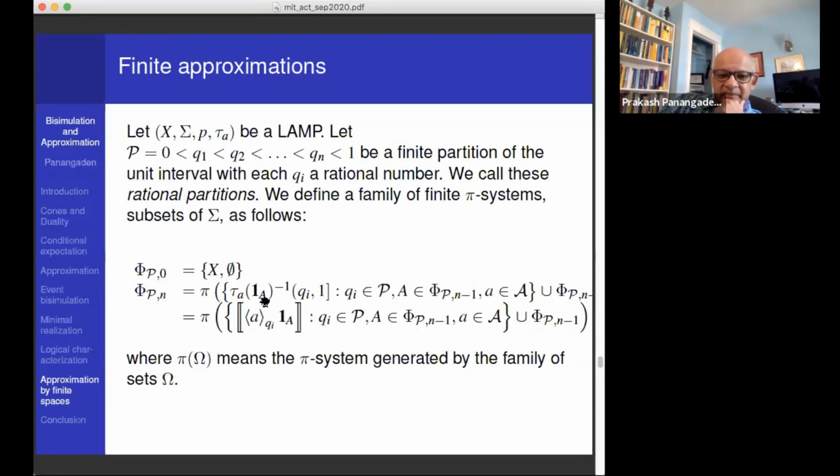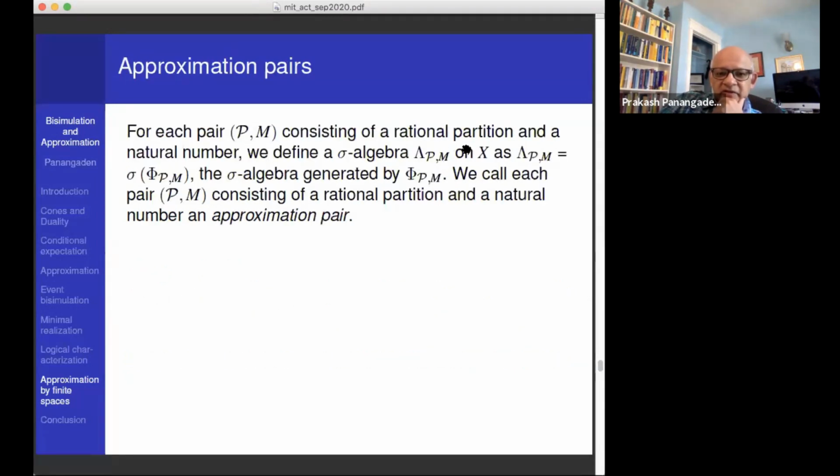Okay, so this notation pi means closed under finite intersection. So I've got this family of finite pi systems. And as I put more and more points and refine these partitions and make the blocks smaller and smaller, I'll get more and more of these sets. So for each pair consisting of a rational partition P and a natural number M, we'll get a sigma algebra, which is the sigma algebra generated by this family, the pi system that I've constructed.